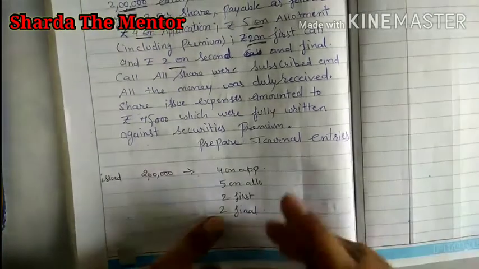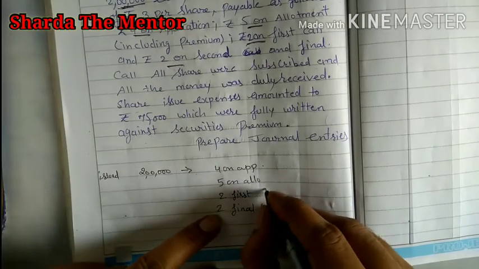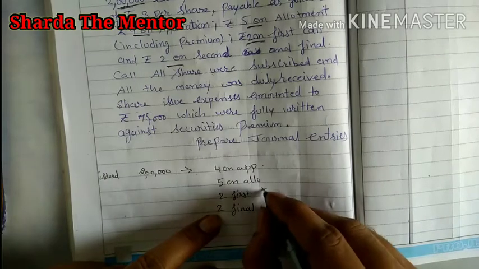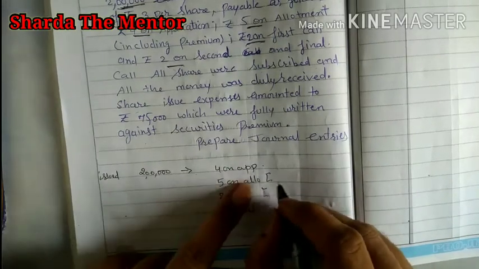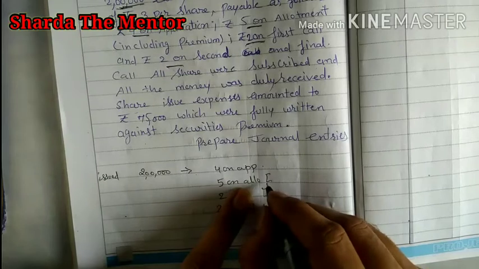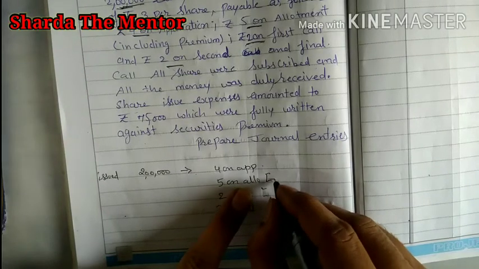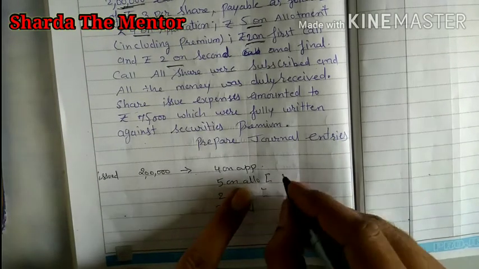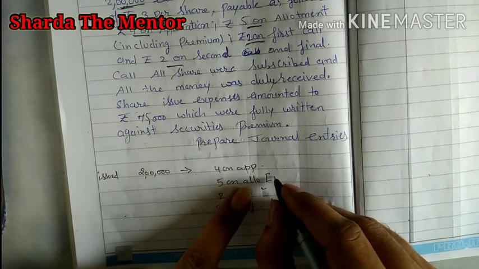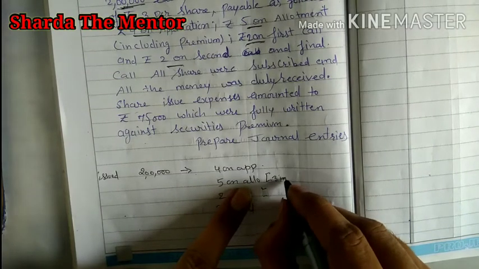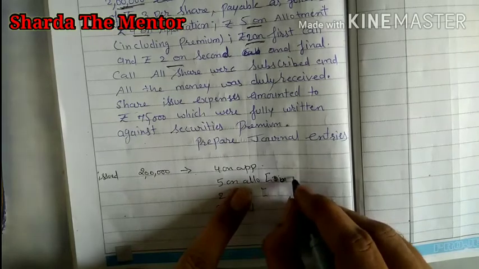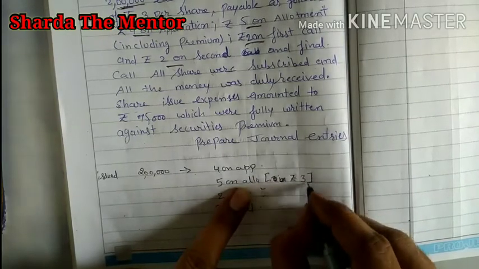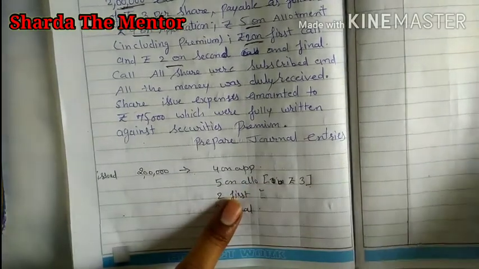Now if it is not given in the question related to premium, it is always considered that the premium is mentioned with the allotment. But in our question it is given that the premium is included here. So 3 rupees is considered as a premium here and 2 is related to allotment.